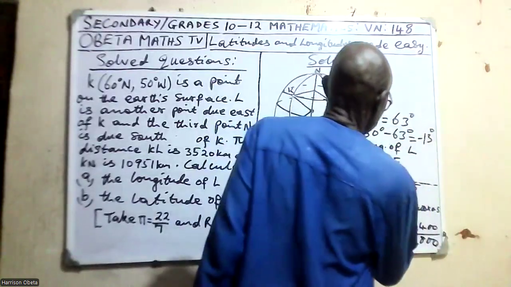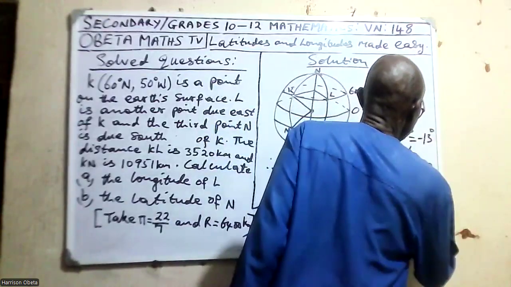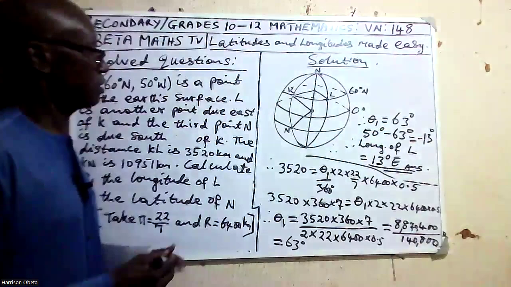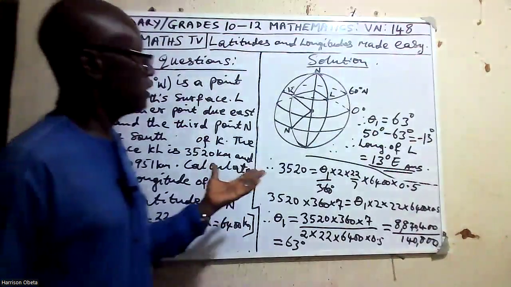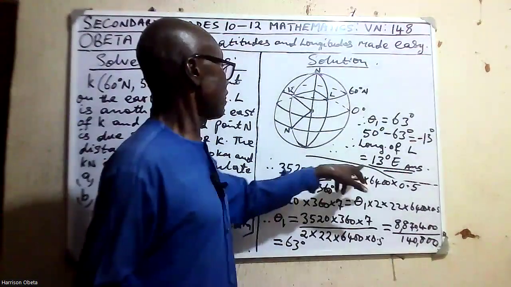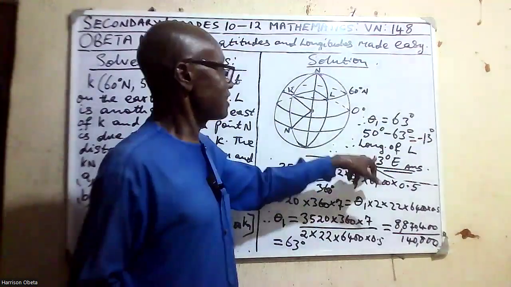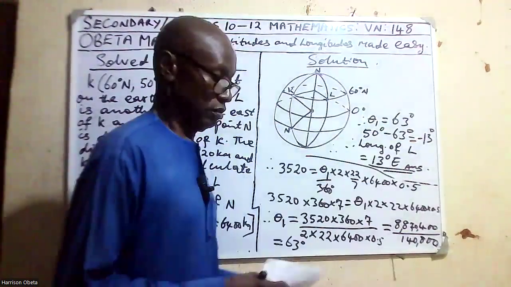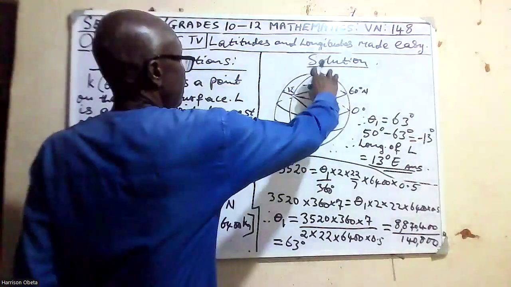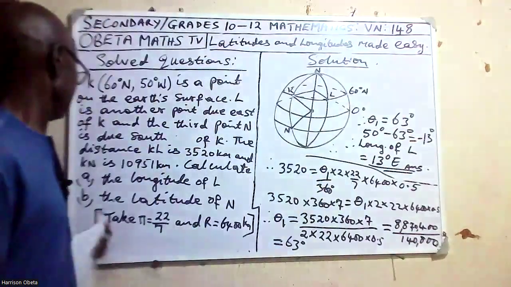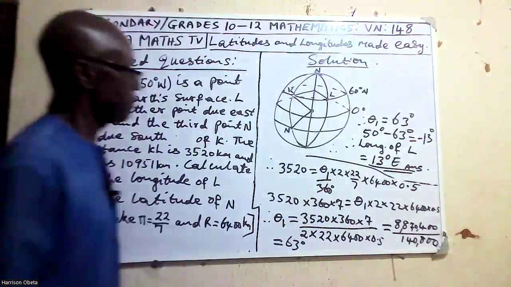So that is the answer to that. That means we are finished, and we have discovered that the longitude of L is 13 degrees east. That is this longitude. Now we go over to find the latitude of N.